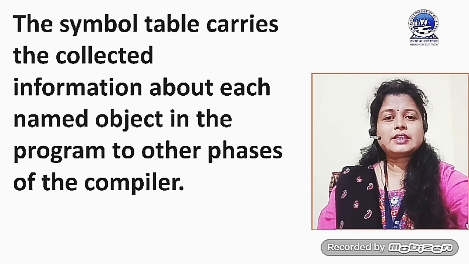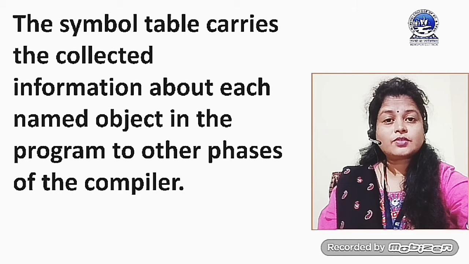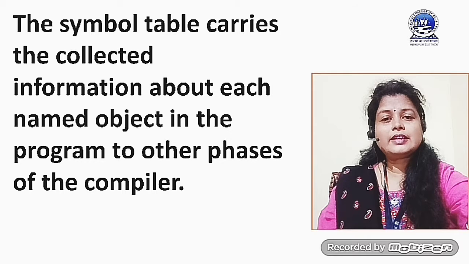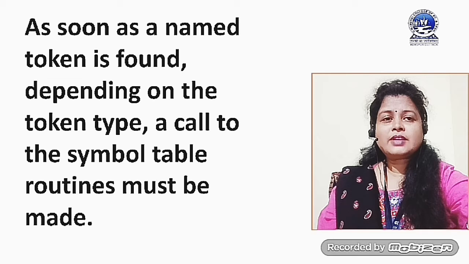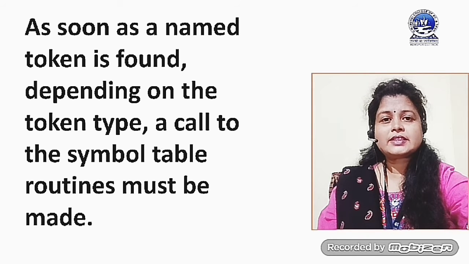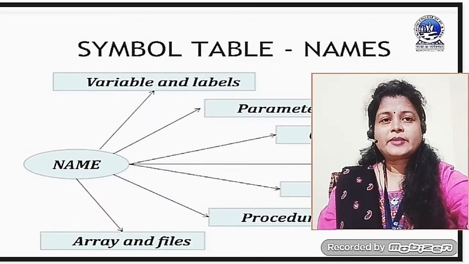Symbol table is a data structure which is used to maintain all the entries related to the program. The symbol table carries the collected information about each named object in the program to other phases of the compiler. As soon as a name token is found, depending on the token type, a call to the symbol table routine must be made. It means that whenever the lexical analysis phase finds any proper identifier or operator or any sort of token, at that time a call to the symbol table routine is executed.